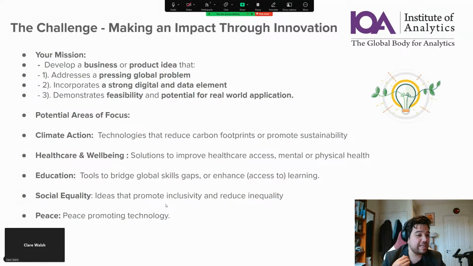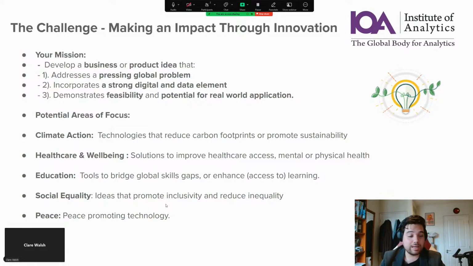You'll have to think about how to incorporate a strong digital or data element into this product or business idea. And then you'll have to present it, demonstrating how feasible it is to enter the global market right now and its actual tangible potential for real world application. For example, your solution cannot be to send a satellite into space. It needs to be bound to realism. It has to be something that we should be able to expect someone who is entering the market to do. If you're unsure about which areas are really affecting the doomsday clock, or you're really not too sure which global problems you want to solve, here are some examples just at the bottom.